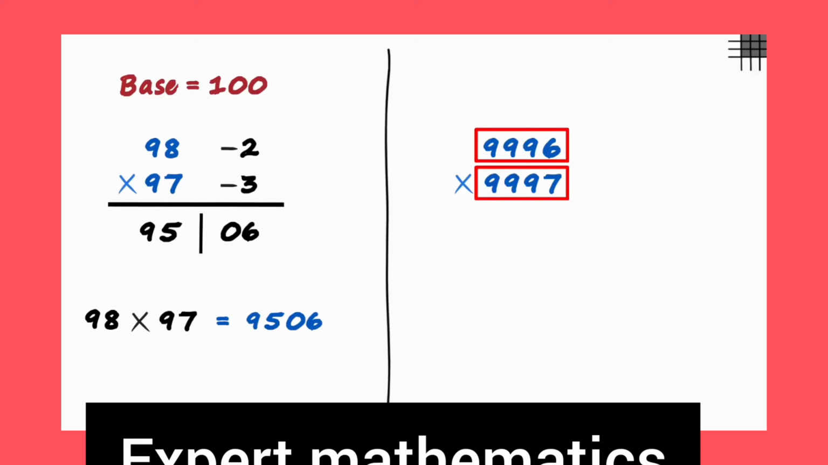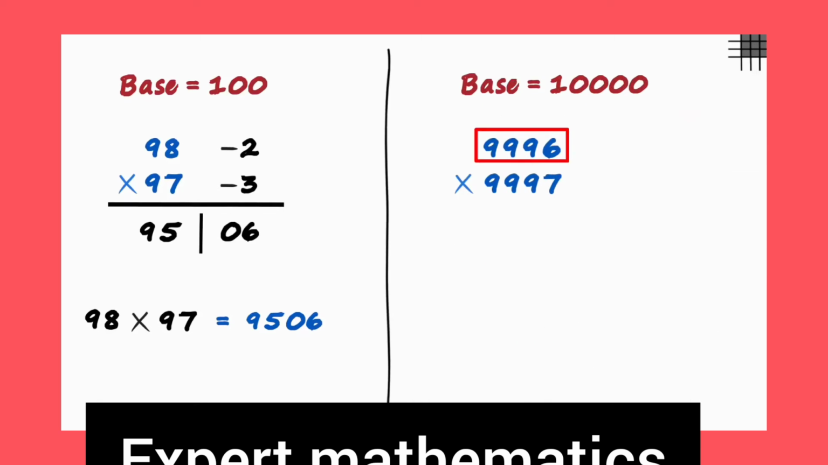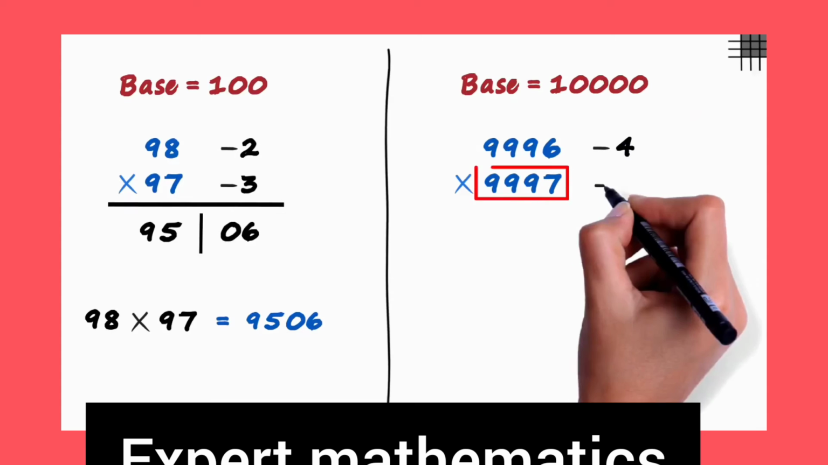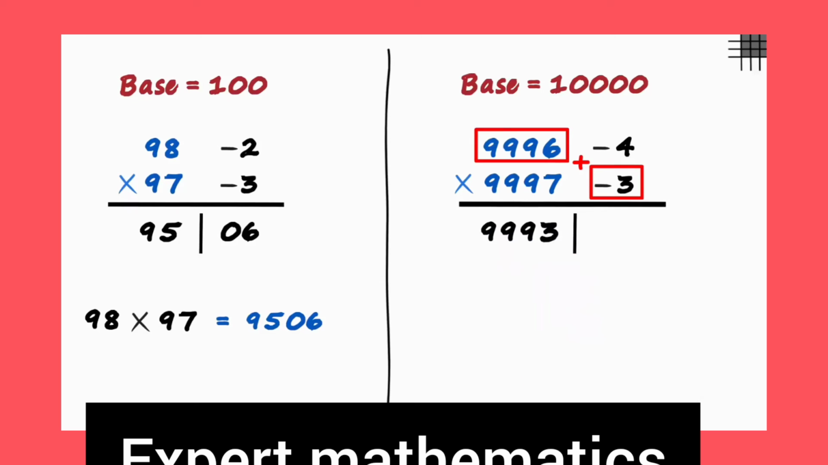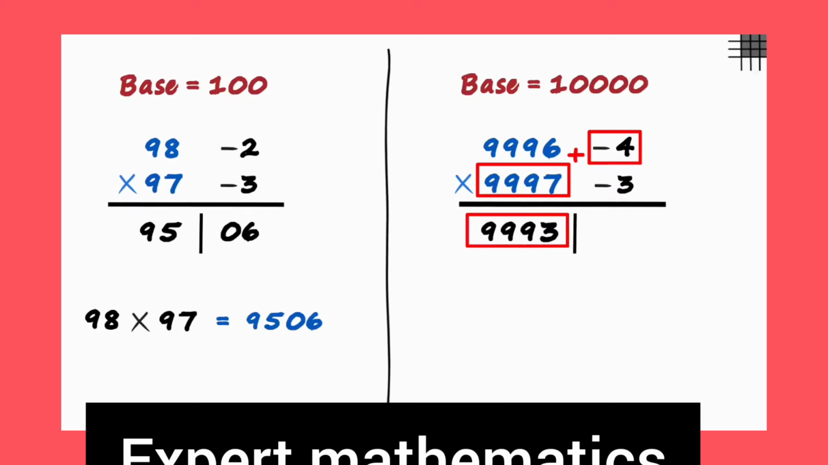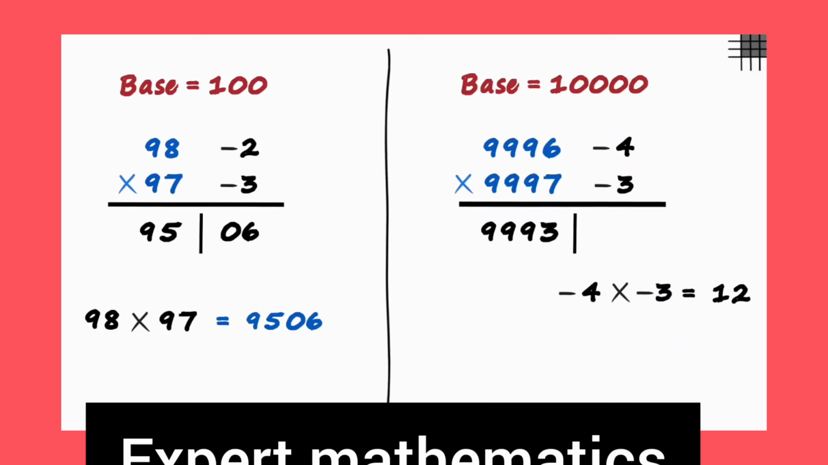Both numbers, as we can see, are close to 10,000. So the base will be 10,000. This number is minus 4 units away and this is minus 3 units away. Then we make the partition. Sum on the left and the product on the right. This plus this is 9,993. The sum of these two will also give us 9,993. The product will be minus 4 times minus 3, which equals 12.